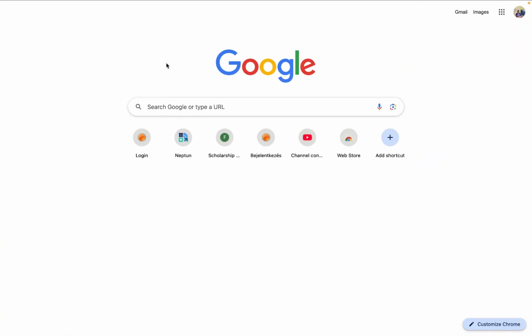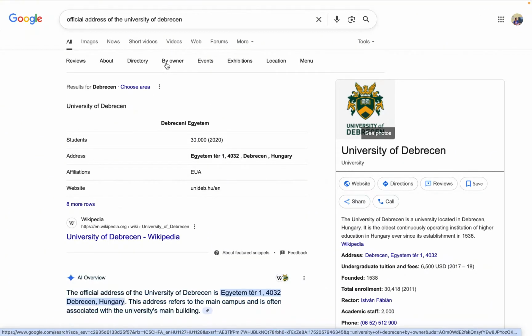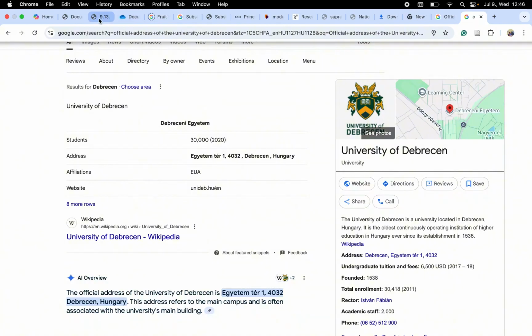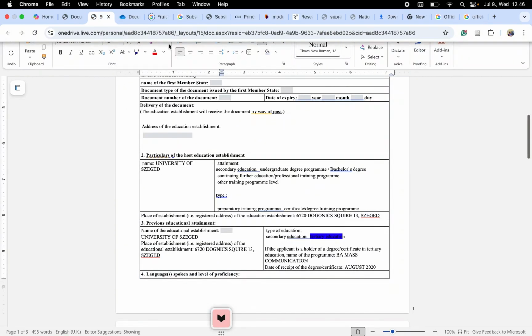Debrecen. Here it is, University of Debrecen. So you come into University of Debrecen. So this is their address: Egyetem Tér, 4032 Debrecen, Hungary. So this is their full address. So this is what you just have to copy and paste. And those of you who will be printing it out, you just have to write it. Okay, so that is the address.